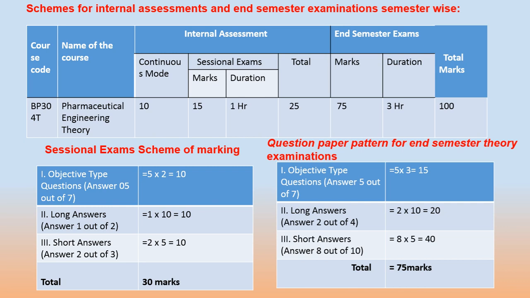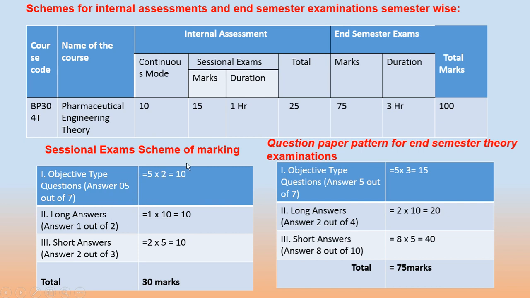Next, the scheme for the internal assessment as well as the end semester examination. The internal assessment includes the continuous mode and the sessional examination. 2 sessional exams shall be conducted for each theory as per the schedule fixed by the colleges. The scheme of the question paper for the theory is given below. This is out of 30 marks. The question paper pattern for the sessional exam is given as shown in this table.